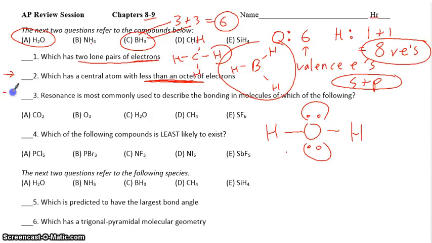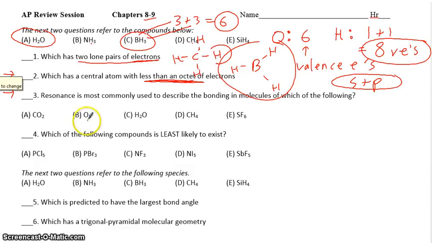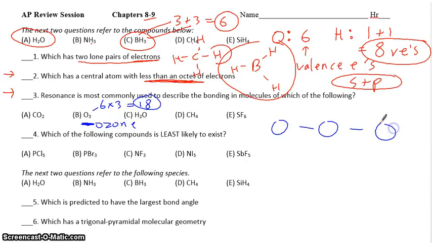Now, number 3 says resonance is most commonly used to describe the bonding in molecules of which of the following. Remember, resonance is where you have double bonds, and those double bonds could be in different, equivalent places. So let me quickly go through the one that is the answer. This will actually be O3, which is ozone. If you total up, each oxygen brings 6 times 3, you get 18 valence electrons. So you have 3 oxygens essentially around each other.